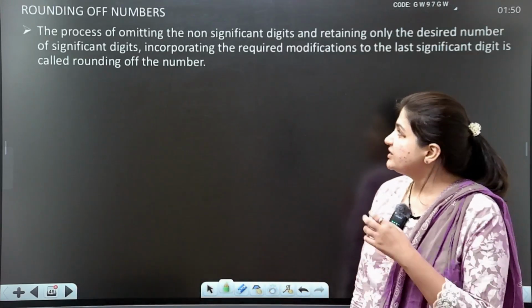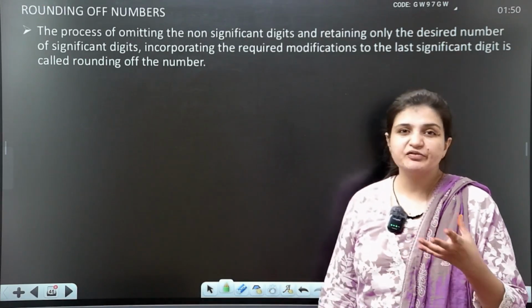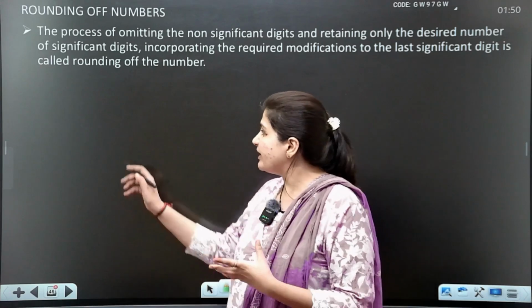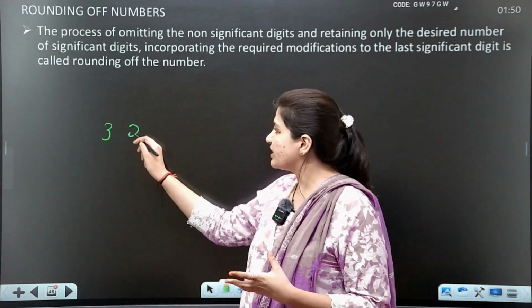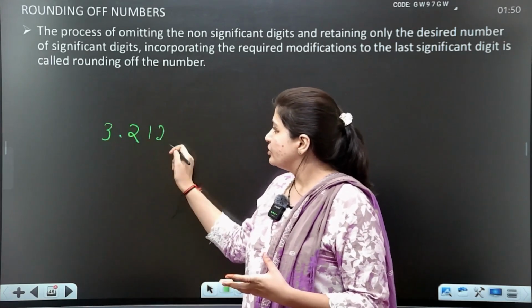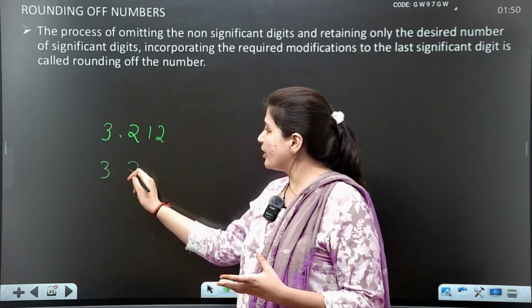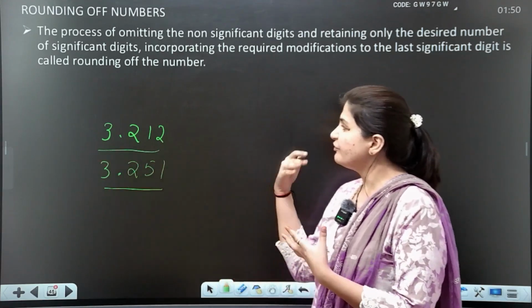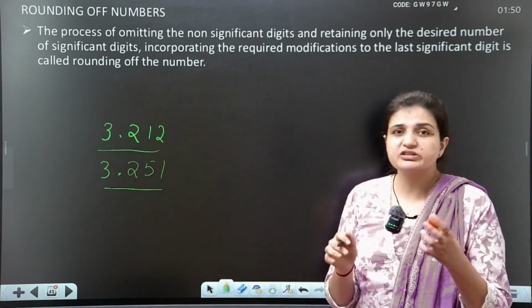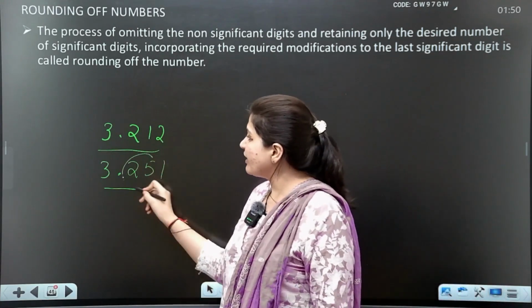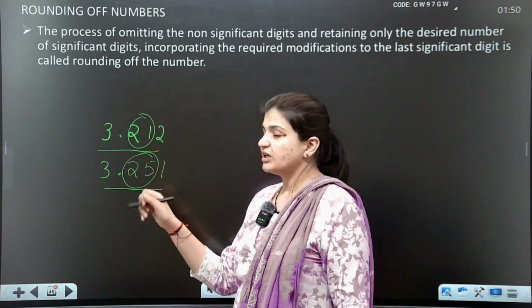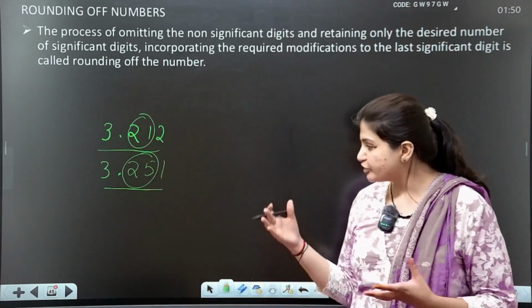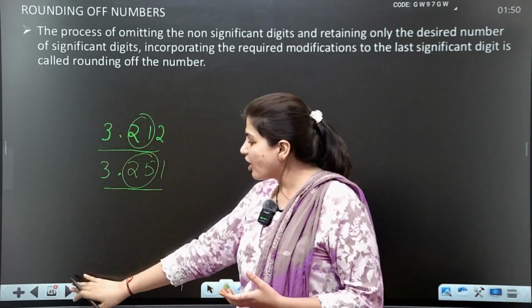Now students, rounding of numbers: how can we round off? When we do many experiments, like 3.21, 3.251, and now we have to give the value to two significant digits, then we have to round it off. That is called the principle of rounding.